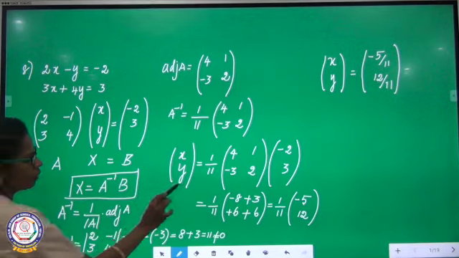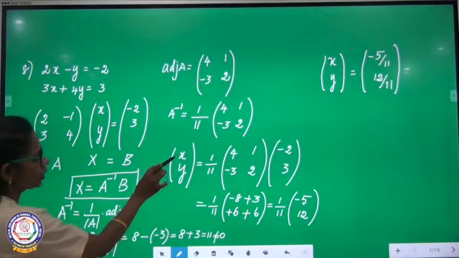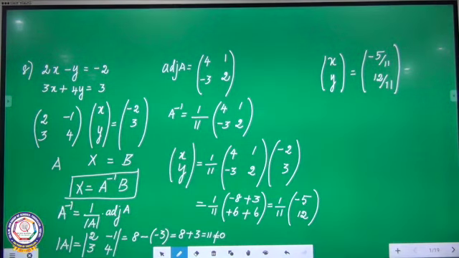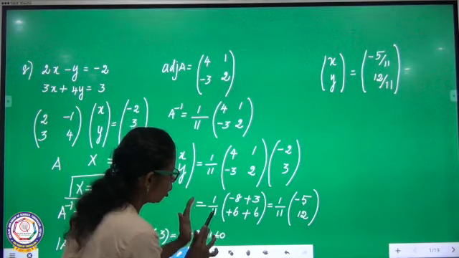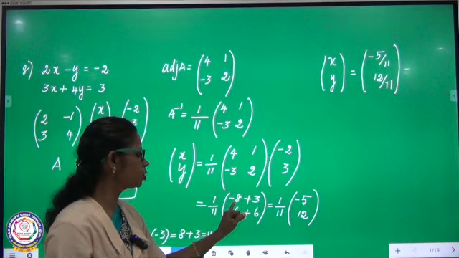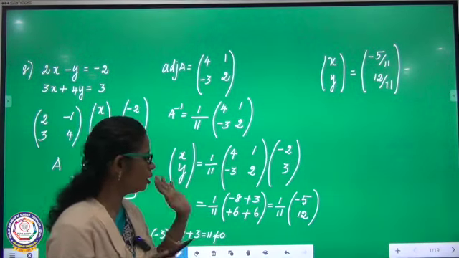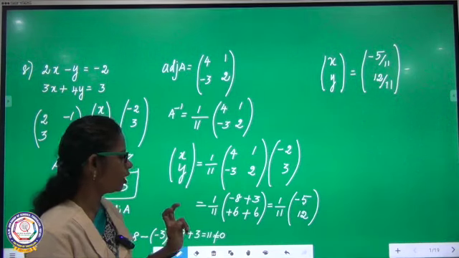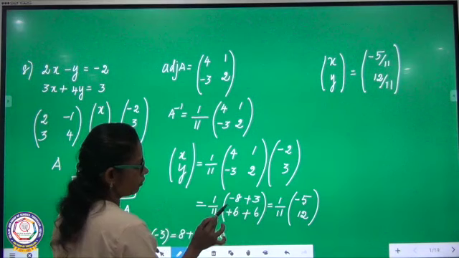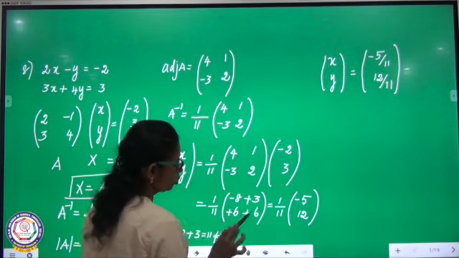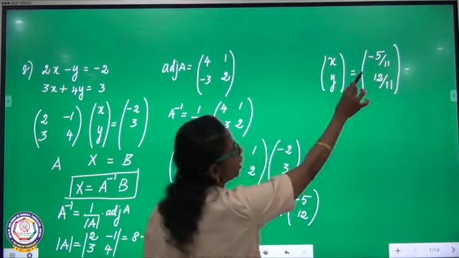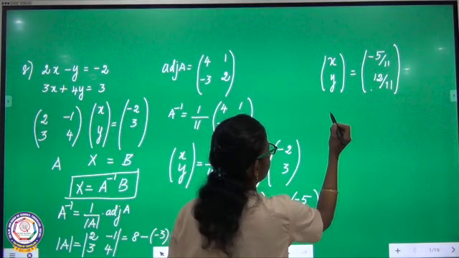Everything now we are going to replace in terms of matrix. The X can be replaced by X, Y. A inverse you have the result. B you have minus 2, 3. Then you keep the fraction outside as such, you don't disturb. This alone you have to multiply. 4 into minus 2 minus 8 plus 1 into 3, 3. Minus 3 into minus 2 plus 6 plus 3 2s are 6. So what you will get? 1 by 11 minus 8 plus 3 minus 5, 6 plus 6 12. So use the 11 and divide. Minus 5 by 11, 12 by 11.